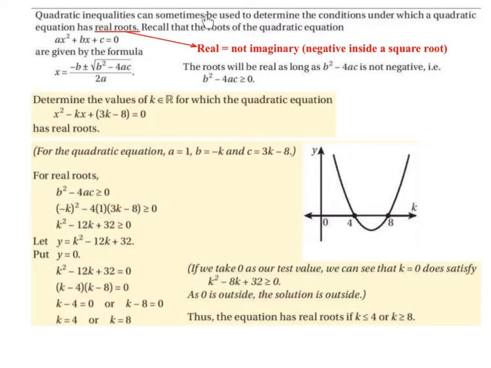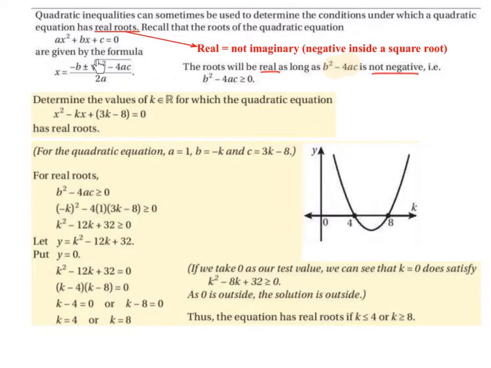Quadratic inequalities can sometimes be used to determine the conditions under which a quadratic equation has real roots. So real roots, not imaginary roots. So no negative inside the square root. Recall that the roots of the quadratic equation, ax squared plus bx plus c is equal to 0, are given by the formula x is equal to minus b plus or minus the square root of b squared minus 4ac, all over 2a. So this is our quadratic formula, or the minus b formula. The roots will be real as long as b squared minus 4ac is not negative, i.e. b squared minus 4ac is greater or equal to 0.